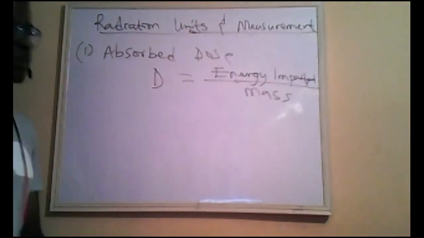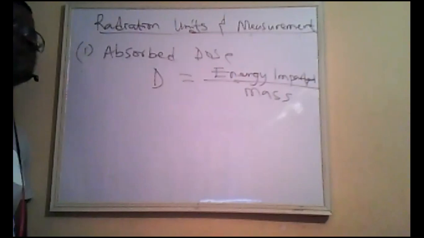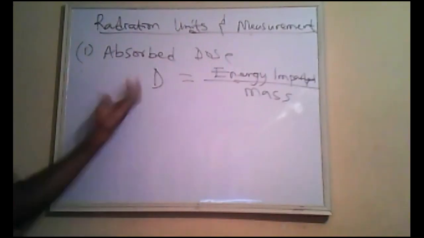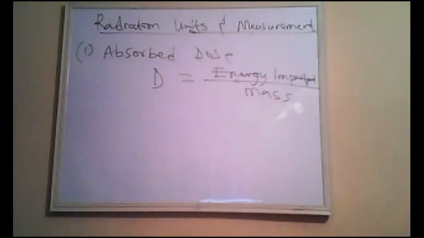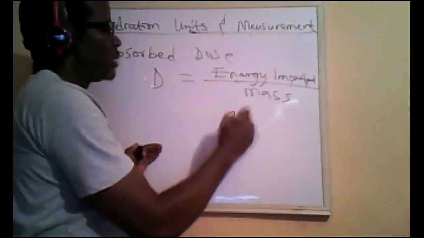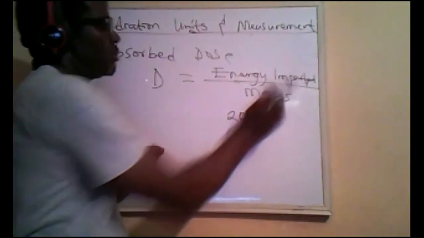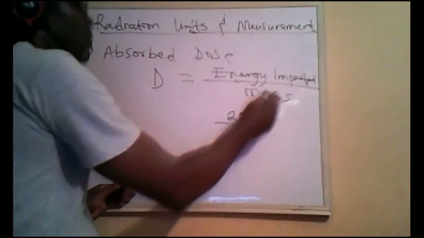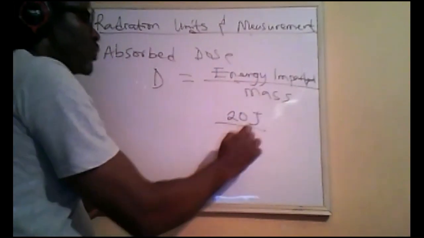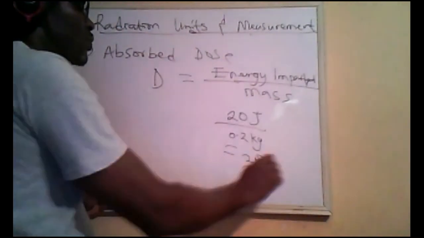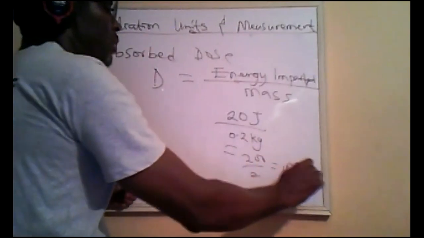Even if we want to quantify the energy that visible light imparts when it traverses a particular mass of tissue, we can use this to quantify it. So assuming an energy of 200 joule, and talking about a mass of maybe 2 kilogram, at the end of the day we are going to have 200 over 2, which is 100 joule per kilogram.